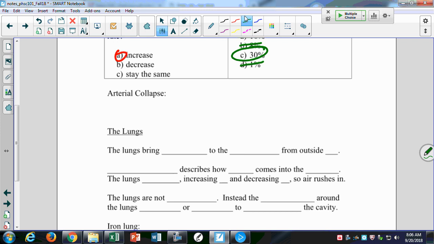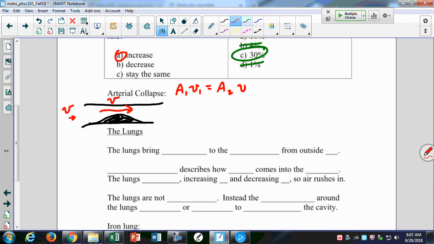Okay. We're at arterial collapse. So when I have an artery that gets full up of junk, like this one, the blood coming through, we've already talked about, has a small velocity here and a big velocity here. That's just from the continuity equation. A1V1 equals A2V2. If A2 decreases, that means that V2 has to increase. The continuity equation comes about from the flow rate, that Q1 has to equal Q2.